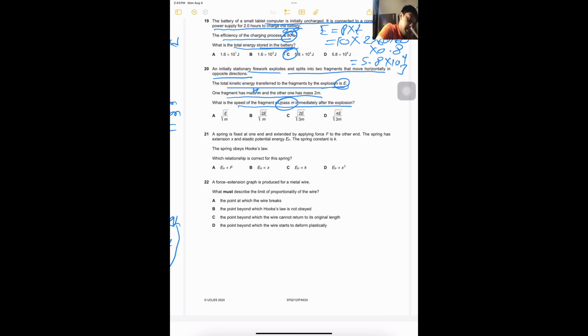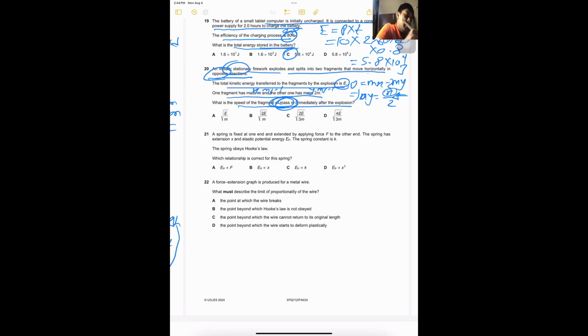So let's say this one has a speed x, and this one has a speed y. Initially it was stationary, so momentum before equals momentum after, which is 0. We will use the law of conservation of momentum, which is mx. Since they move horizontally in opposite directions, it will be like this: mx equals 2my, or y is x by 2. Since we need the speed of the fragment of mass m, that is, the value of x, we need the terms in terms of x to find out the value of x.